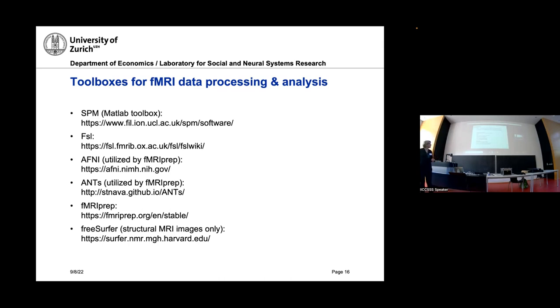And then there's FreeSurfer, but that's for structural MR images only. So checking for differences in brain tissue before and after some intervention, you give them some drugs or you do some training with your participants, and you want to see if brain tissue in some specific area either increased or decreased due to the training, then FreeSurfer is the tool to go for.